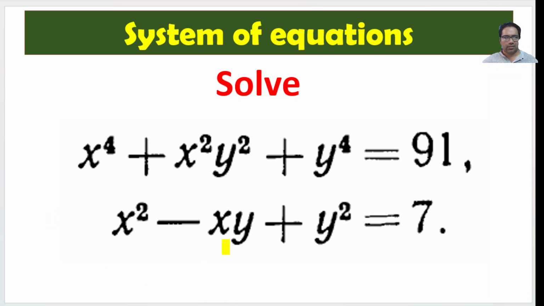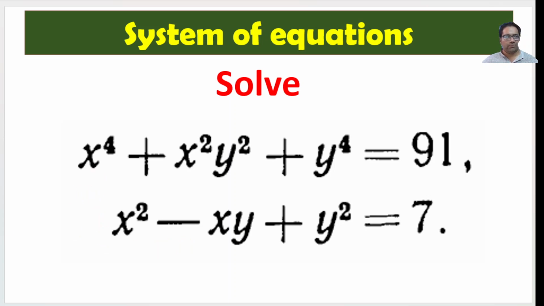For example, x square y square is the square of xy. The square of x square is x power 4. The square of y square is y power 4, etc. So, let us try doing one thing. Let us square the second equation and compare that to the first equation, because the second equation and first equation look similar. Let us do that.